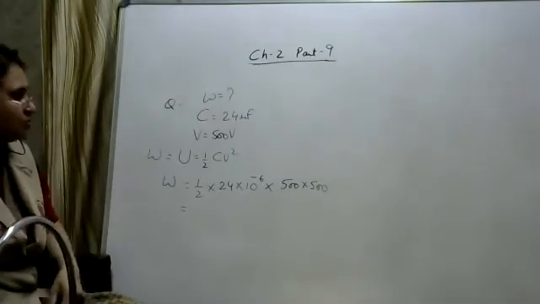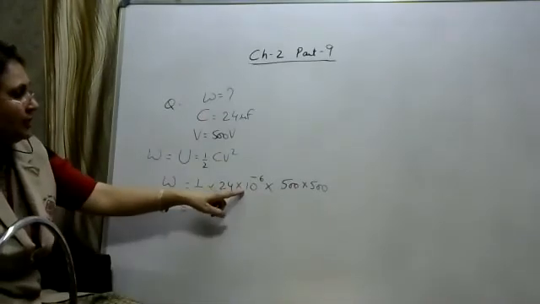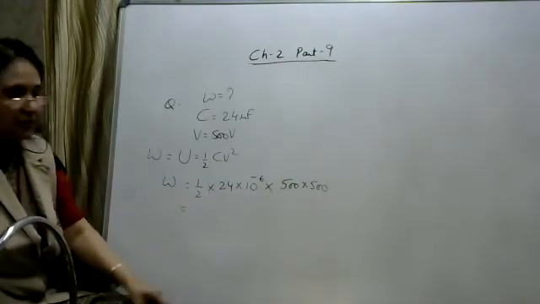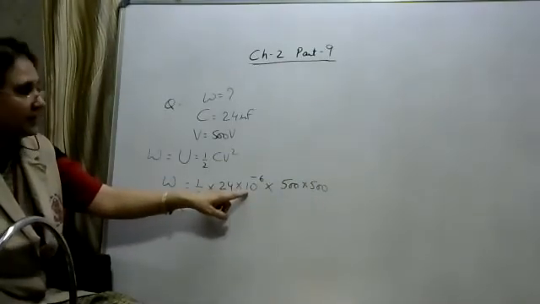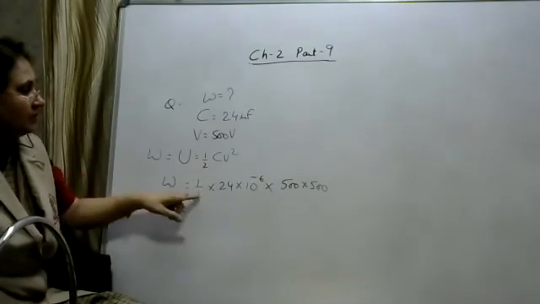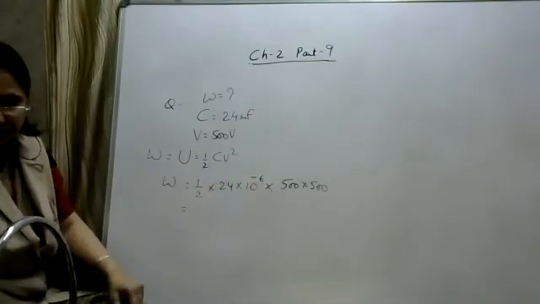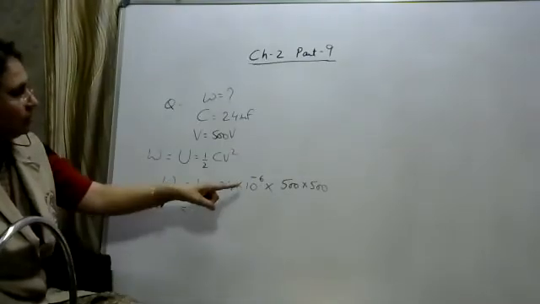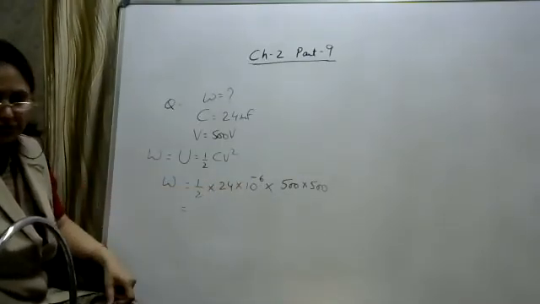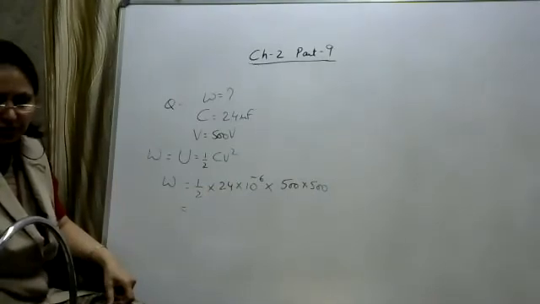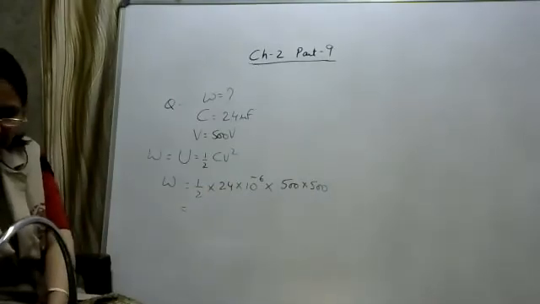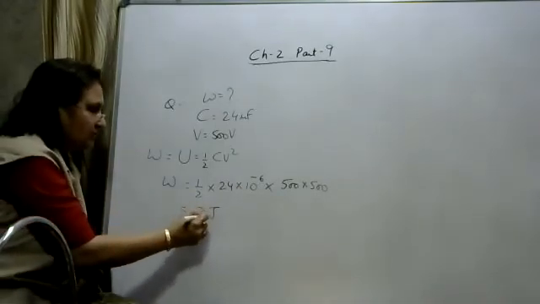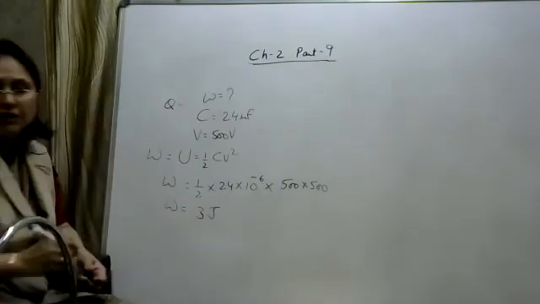This work done will be in joules. 10 raised to the power minus 6, this is 10 raised to the power plus 4, so it remains 10 raised to the power minus 2. 12 into 5 into 5, that is 12 into 25 into 10 raised to the power minus 2. So the answer is 3 joules. This work done will be equal to 3 joules.